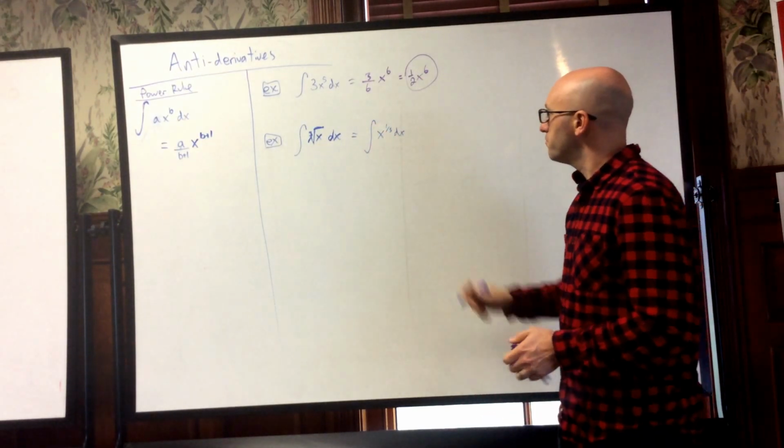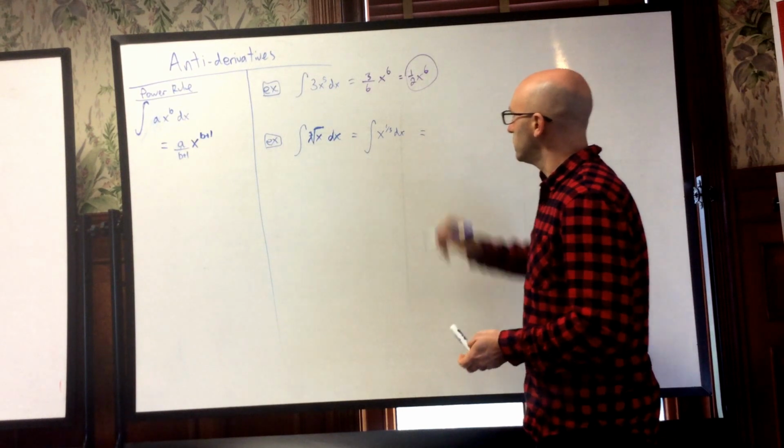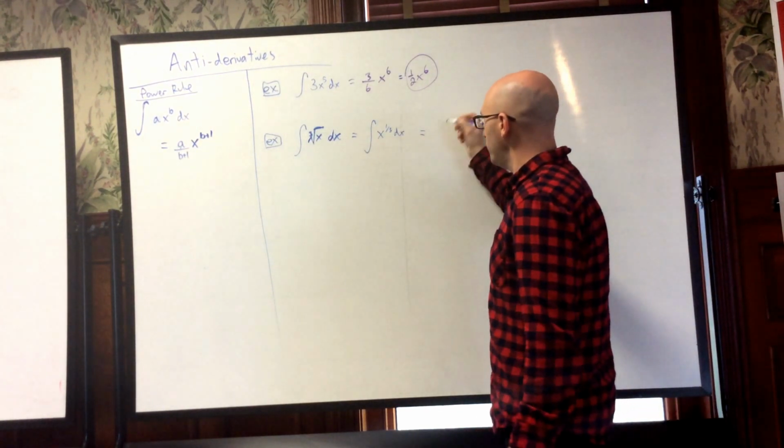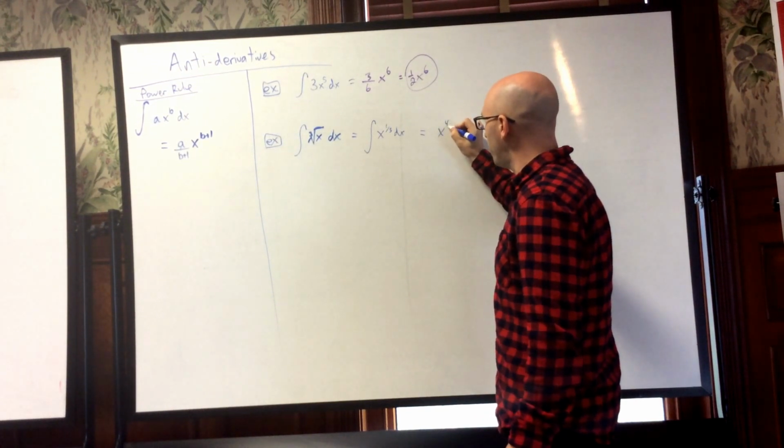So 1/3 plus 1 is 1 1/3 or 4/3, depending on how you want to write it. I always like improper fractions myself.